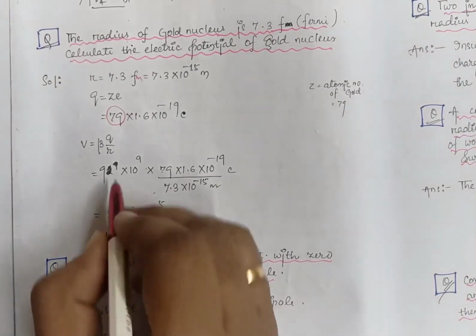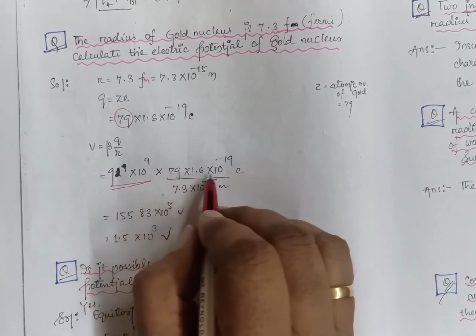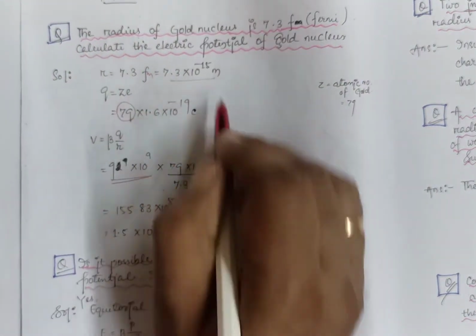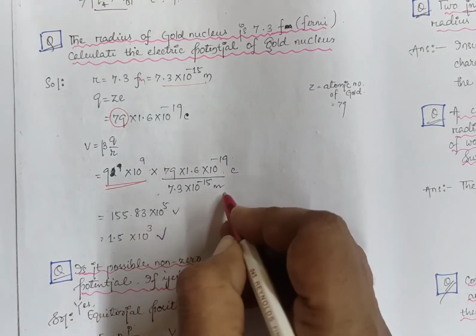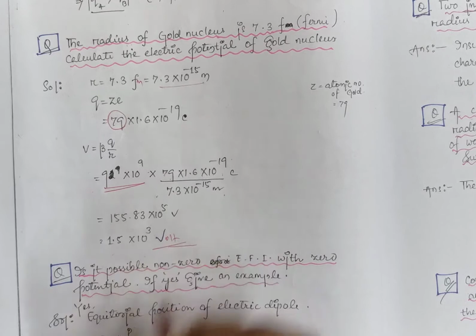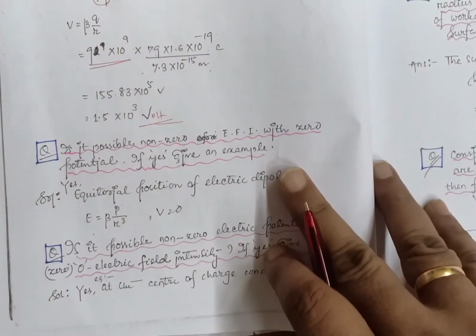Beta SI value is 9 into 10 to the power 9. Q SI value is 79 into 1.6 into 10 to the minus 19 coulomb. And the radius SI value is 7.3 into 10 to the minus 15 meter. So the potential SI unit is volt. So this is the calculation of the electric potential of a gold nucleus.